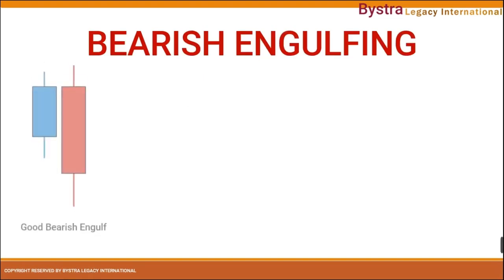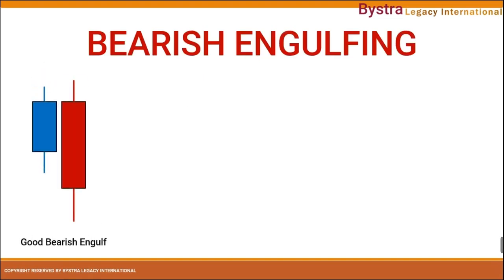Now let's look at the bearish engulfing. Same as the bullish engulfing. As we can see here, this bearish engulfing candle engulfed the whole bullish candle, including the shadow or the wick. From the top to the bottom, this is what we call a very good one. For me, it's considered a perfect engulf.